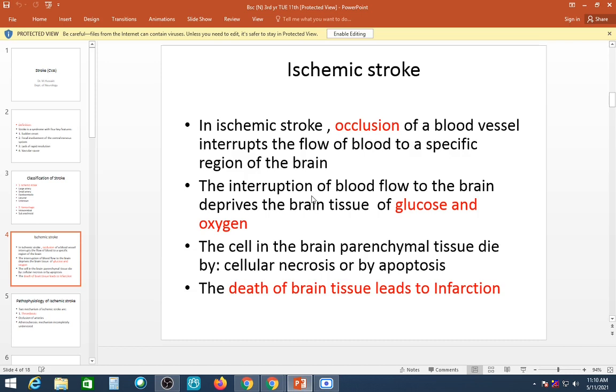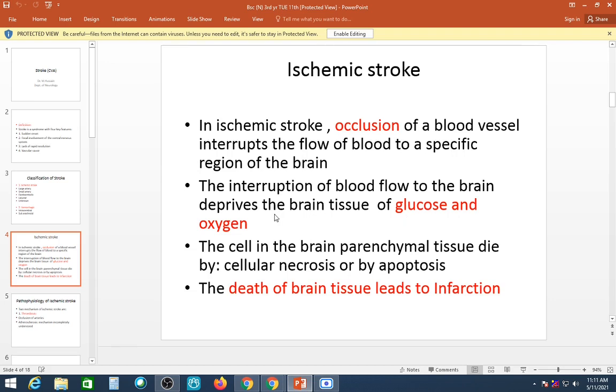It is occluded. What happens when the blood vessel is occluded to that part of the brain? The blood supply to the brain is stopped. And because the blood supply is stopped, the oxygen and the glucose that the blood is carrying to the brain is also stopped. So the brain is deprived of the glucose and the oxygen. What is important in glucose and oxygen? They are the nutrients of the brain cell. So the brain is not getting its nutrition. So the glucose is also not going to the brain cells, and oxygen is also not going.